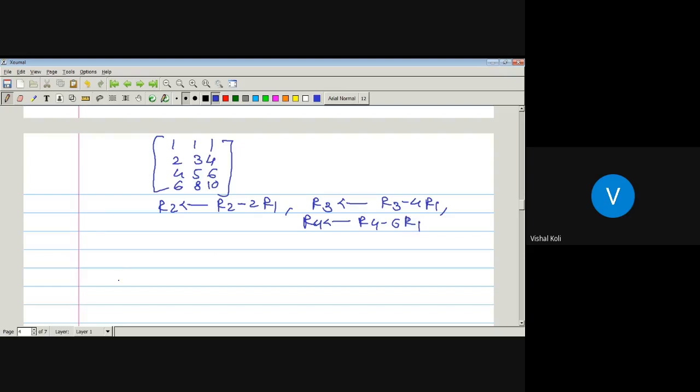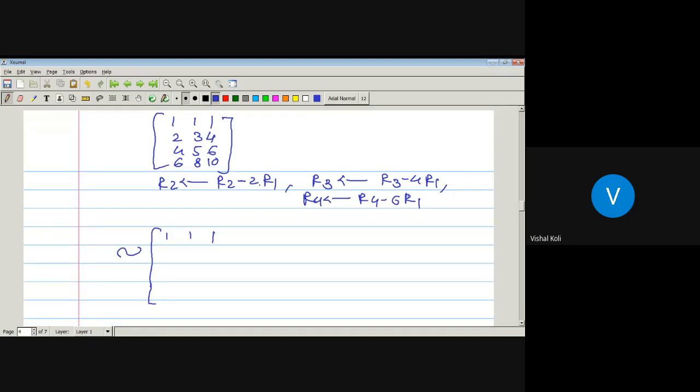It means the given matrix now becomes the first row as it is, since we have to do all the operations on the second, third and fourth row. R2 minus 2 times R1. It means first we have to multiply R1 by 2 and then subtract from R2. 2 minus 2 times 1, which is 0. 3 minus 2 times 1, 3 minus 2, 1. 4 minus 2 times 1, which is 4 minus 2, 2.